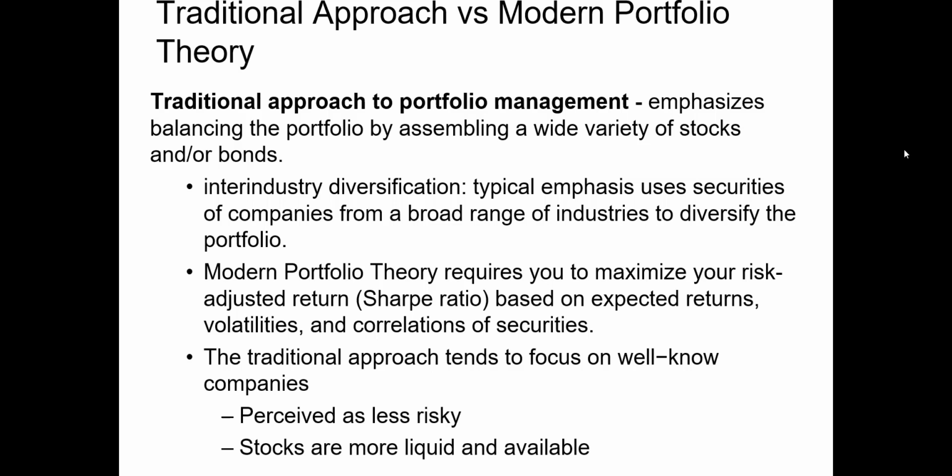The modern portfolio theory essentially requires you to use three components: expected stock returns, stock volatility, and the correlations between each random variable, or each stock's returns, and it allows you to optimize the weights of the various stocks in your portfolio. And when you do this, you're maximizing your Sharpe ratio.